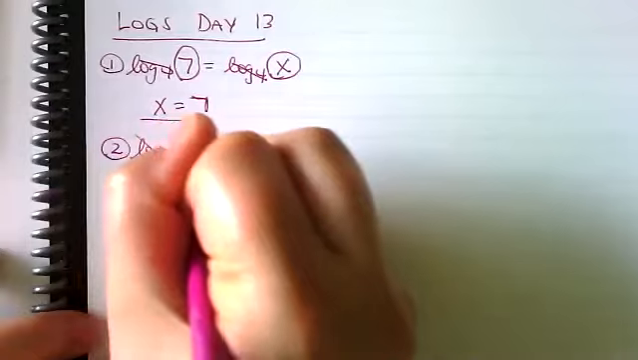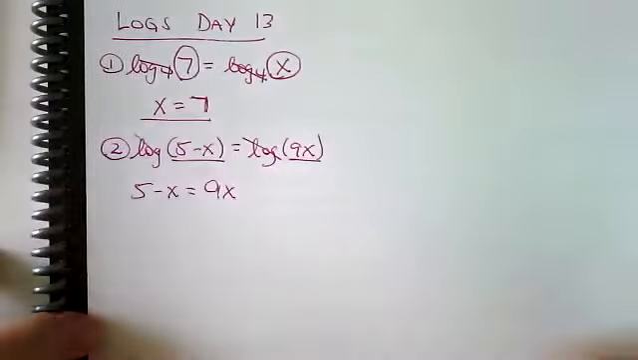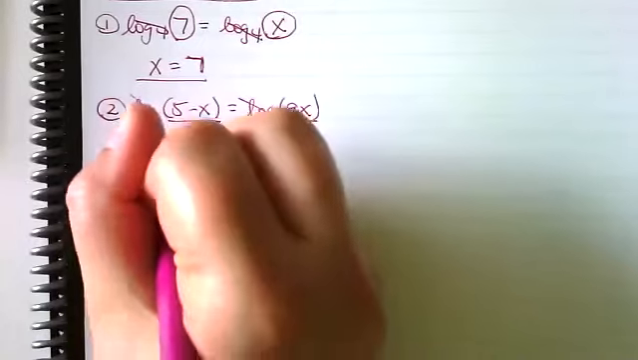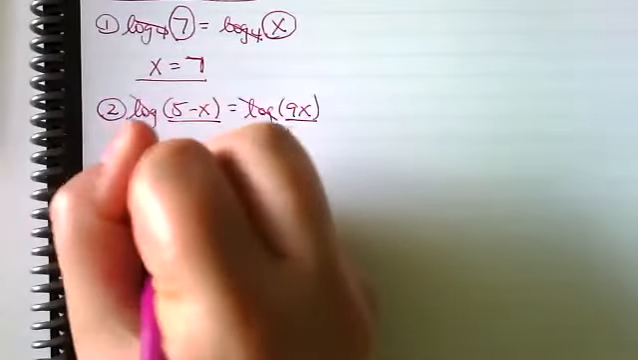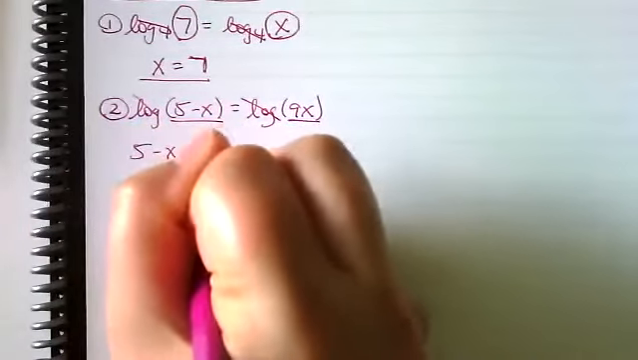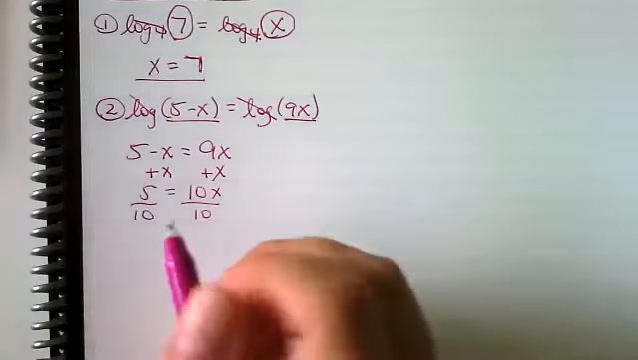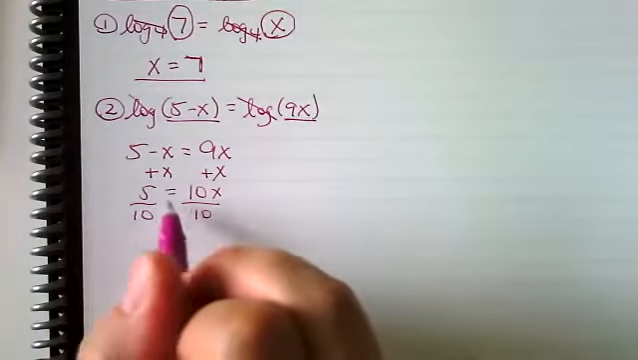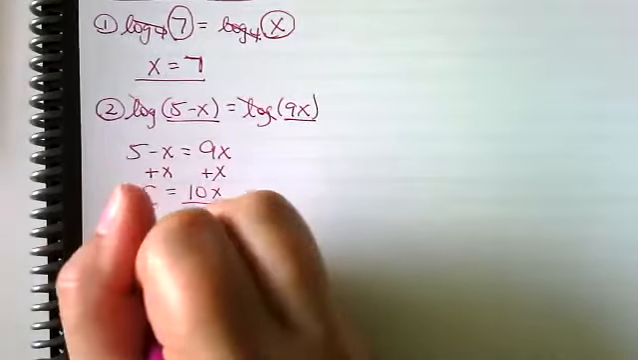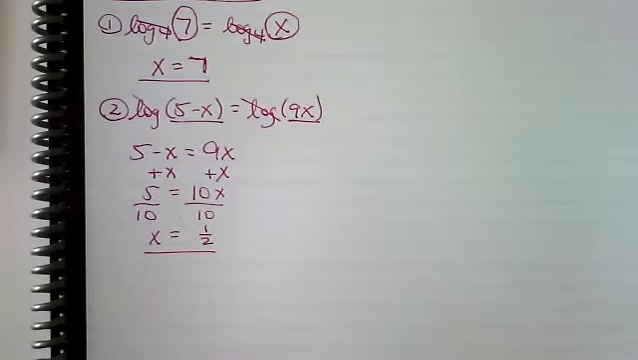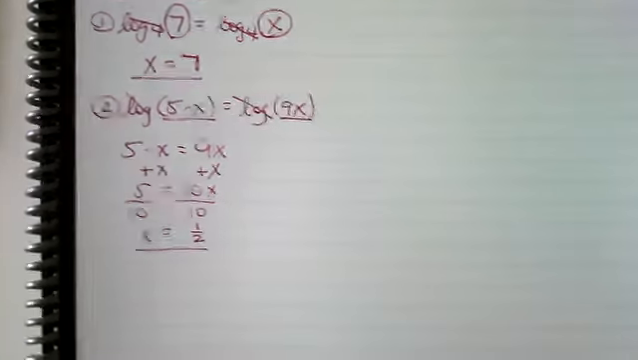I've got 5 minus x equals 9x. And then I'm just solving. I'm going to add x to both sides, and I get 5 equals 10x. I'm going to divide both sides by 10. Make sure you are dividing this correctly. This is not equal to 2. So x is equal to 1/2 here. There's my answer, and then we're done with that question.